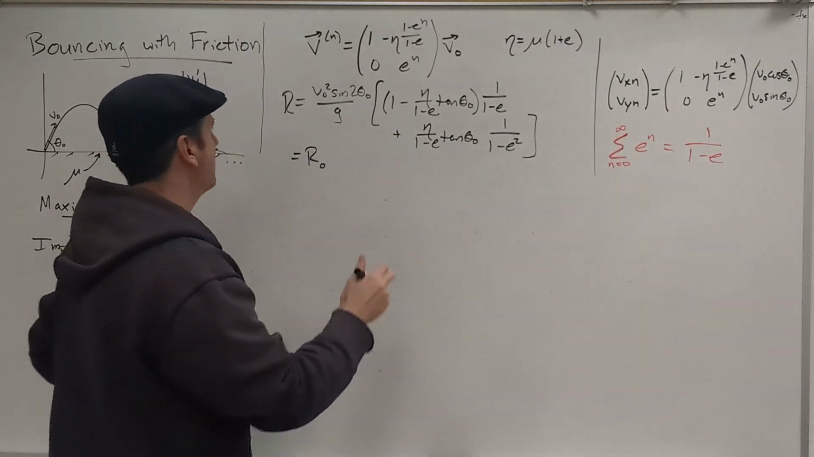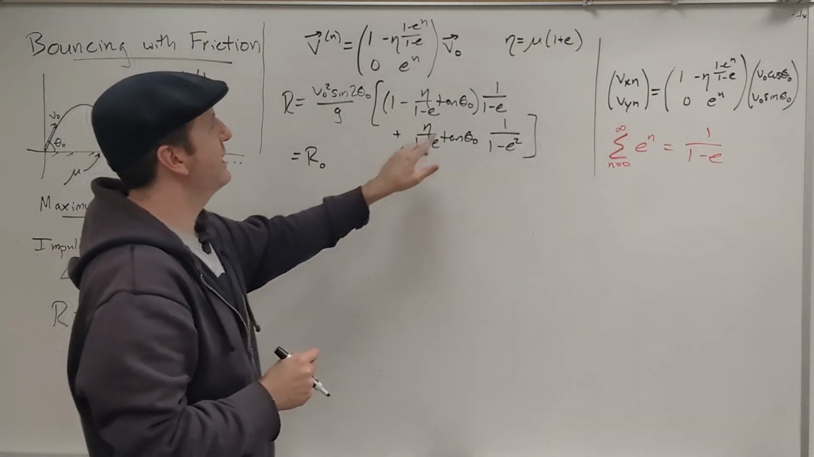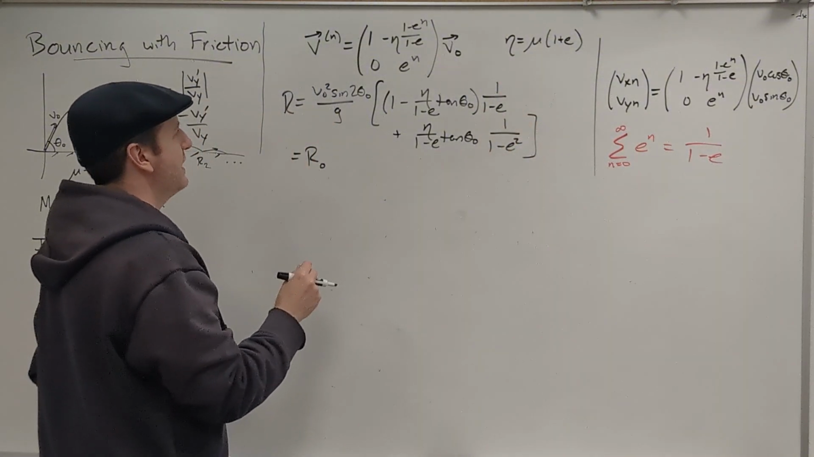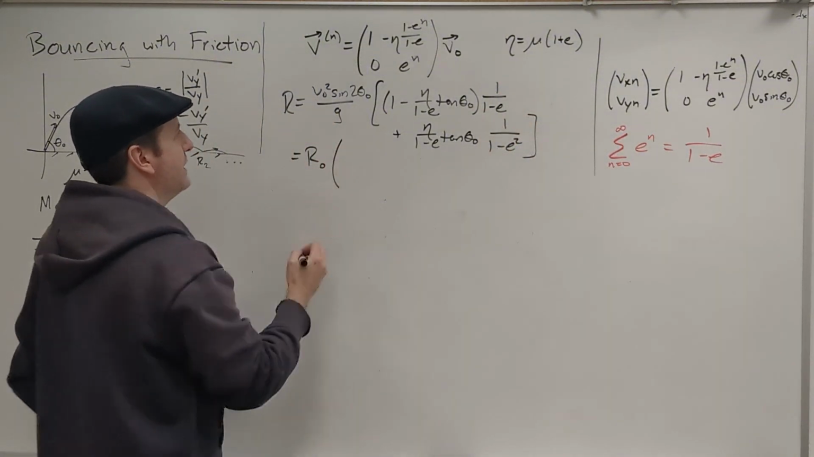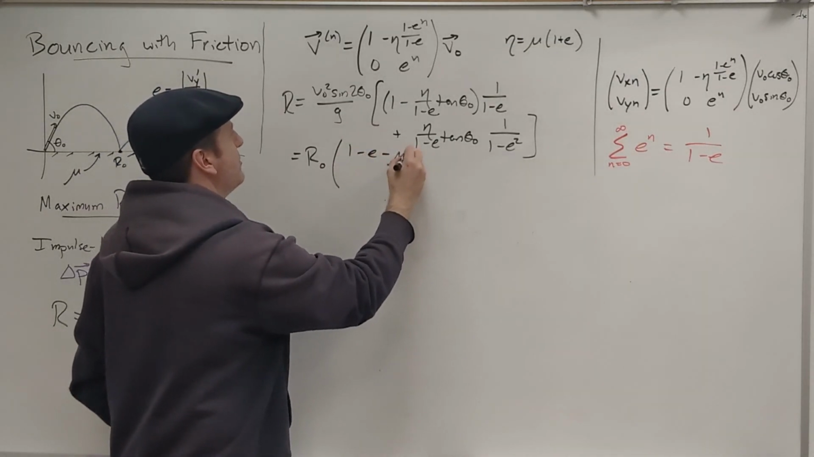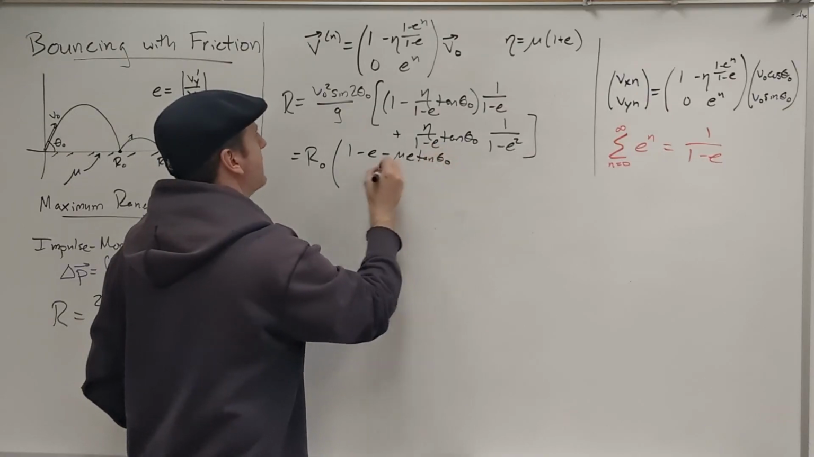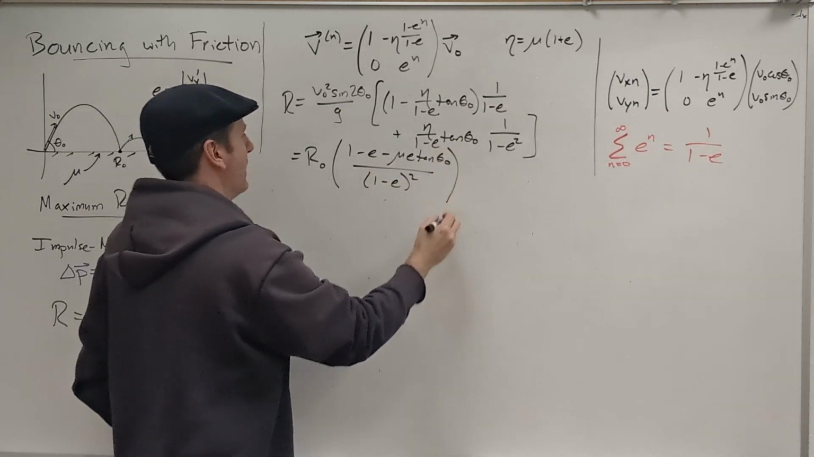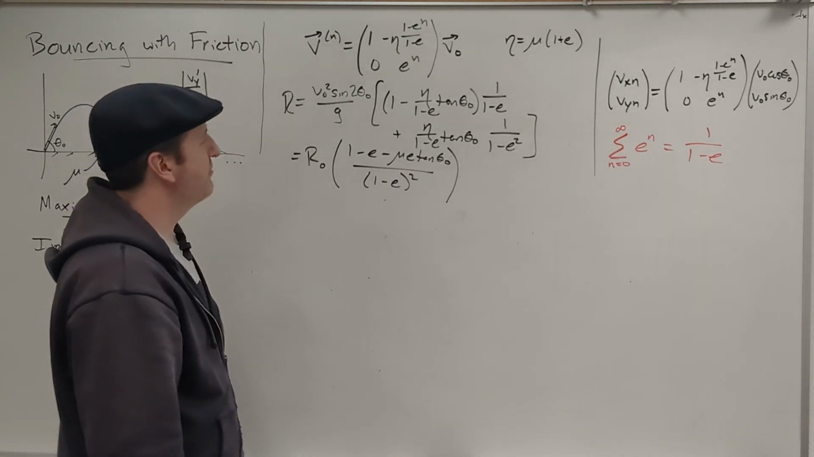Multiplying that all out, what do we get? I also, by the way, can go ahead and sub in what this eta term is. And when all is said and done, I get 1 minus e minus mu e tan theta naught, all over 1 minus e quantity squared. Okay, so where did that come from?